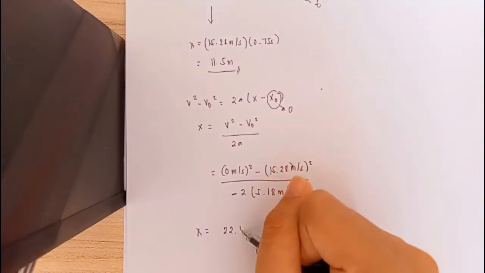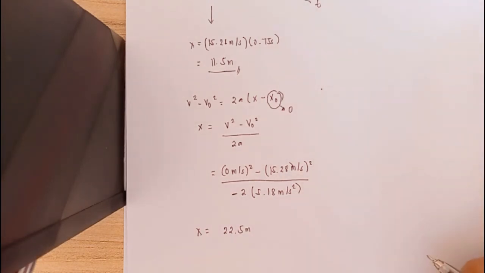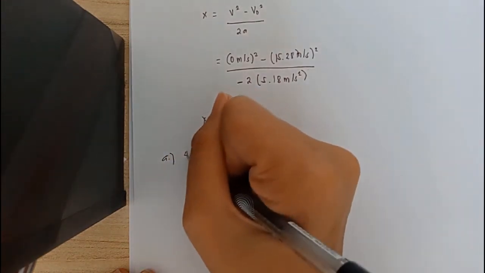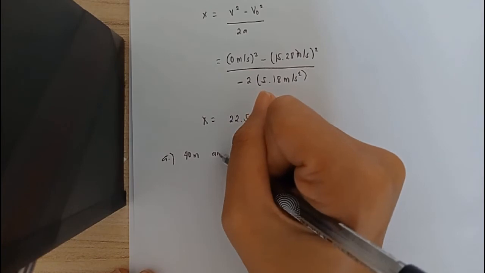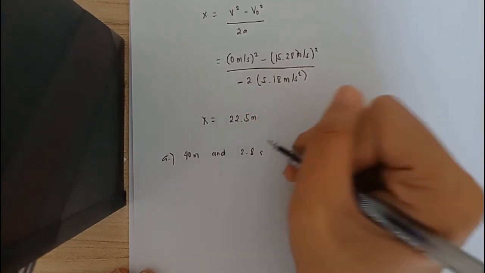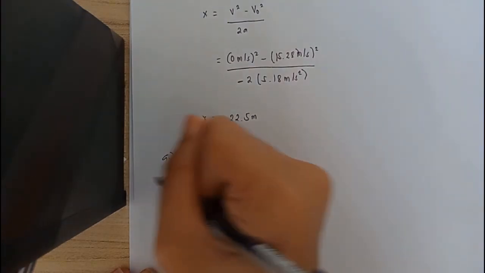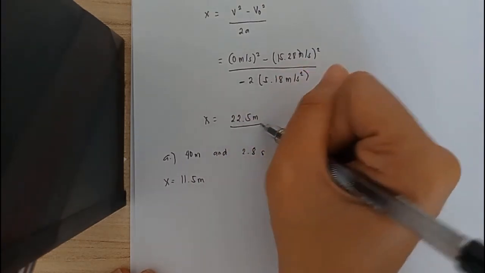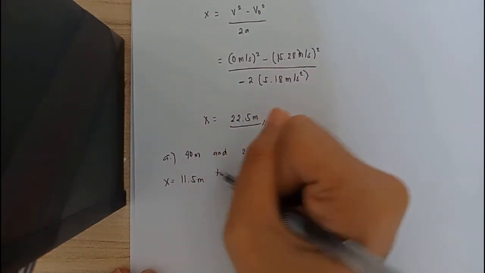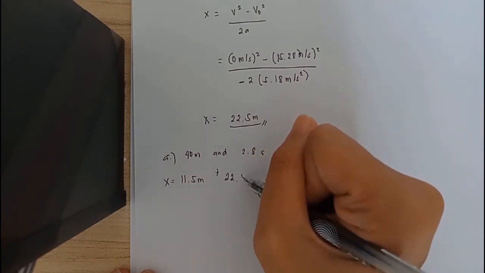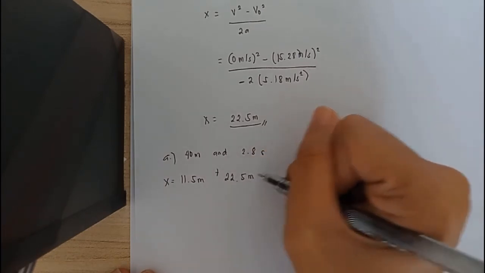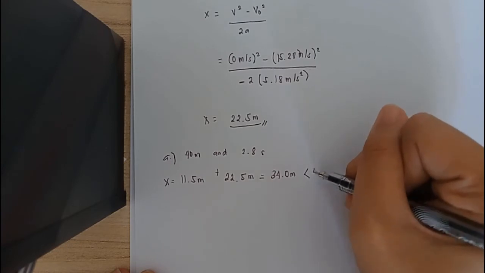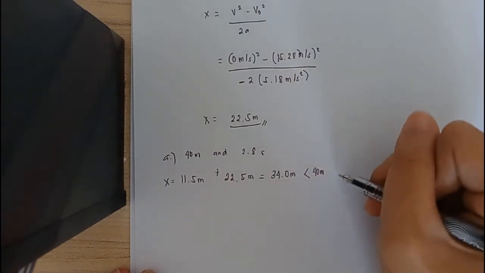Putting that in our calculator, that will be 22.5 meters. So let us now give our attention to the letter A, 40 meters and 2.8 seconds. Are we gonna continue or break? To solve that, we need to add the two distances we've solved, which is 11.5 plus 22.5 meters, which is equal to 34 meters. So you can travel 34 meters.